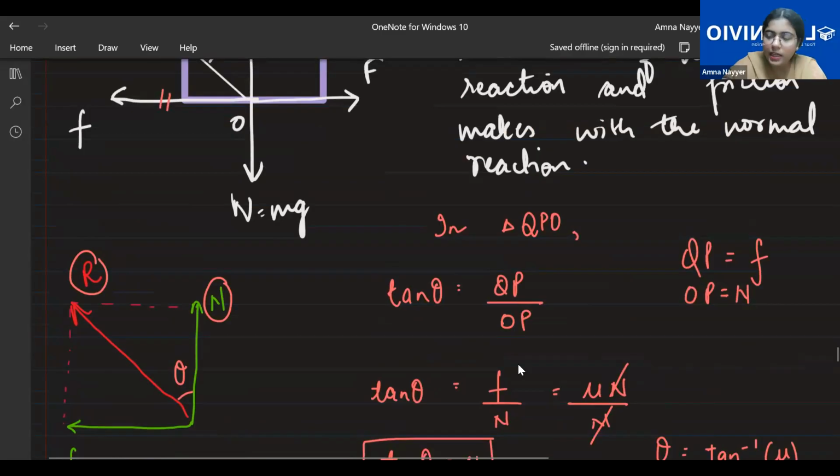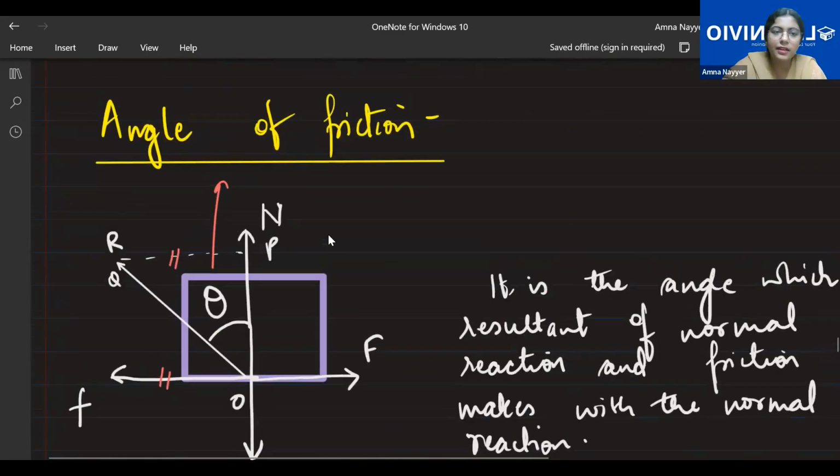Is the topic clear? Yeah, ma'am. Okay. Right. Then one more angle part comes, angle of repose, that I'll discuss. First, write down this one.